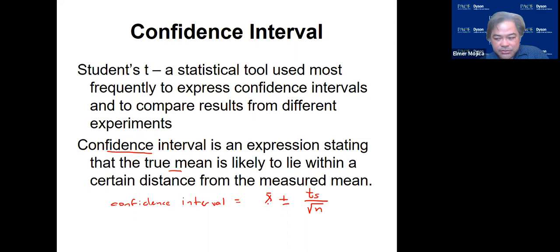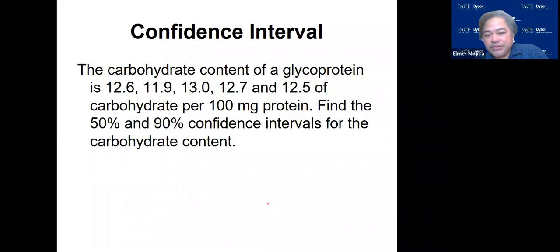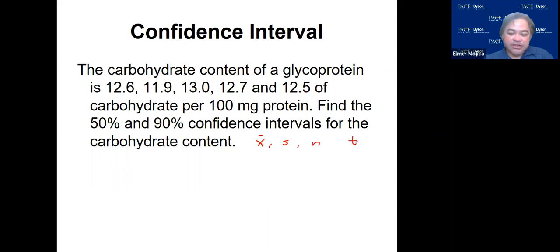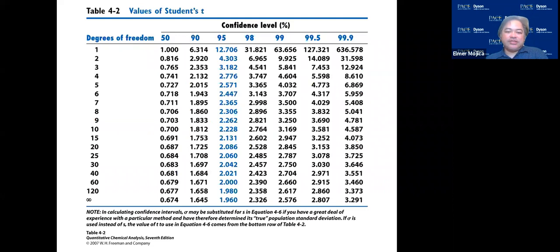So let's try an example of how to get the confidence interval. The carbohydrate content of a glycoprotein is 12.6, 11.9, 13.0, 12.7, and 12.5 grams of carbohydrate per 100 milligrams. Find the 50% and 90% confidence interval for the carbohydrate content. So what does it mean? You get the mean and the standard deviation. Now you can already put here the n, which is 5. And t will be obtained from a table like this one.